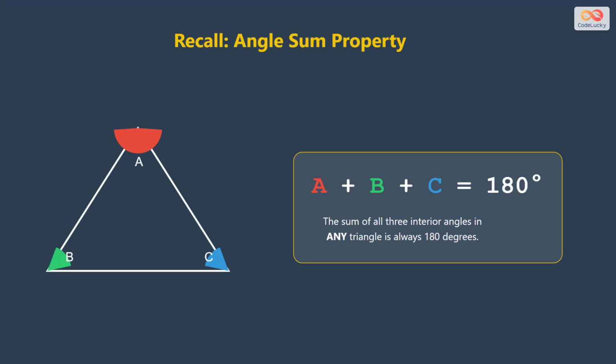To calculate the vertex angle, we need to remember a fundamental rule of geometry, the angle sum property. This rule states that the sum of all three interior angles in any triangle is always 180 degrees.